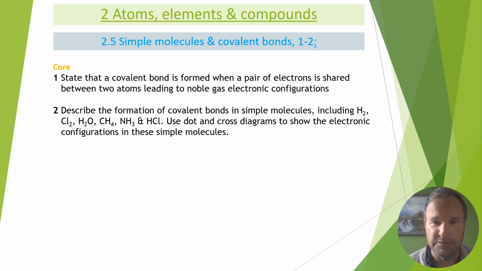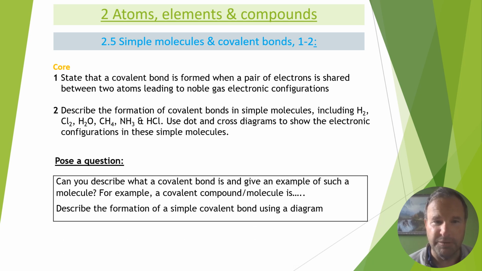And we're going to use an extra way of looking at this structure using the dot and cross diagrams to show the electronic configuration of these simple molecules. When we say simple, just single bonds between the atoms themselves.